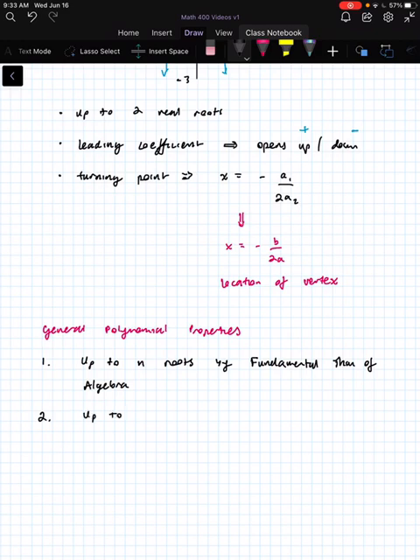That's powerful stuff. We have up to n minus 1 turning points. So a linear function has no turning points, a quadratic function has 1 turning point, and beyond that, you can have up to 2 or 3 turning points, depending on the degree of the function.